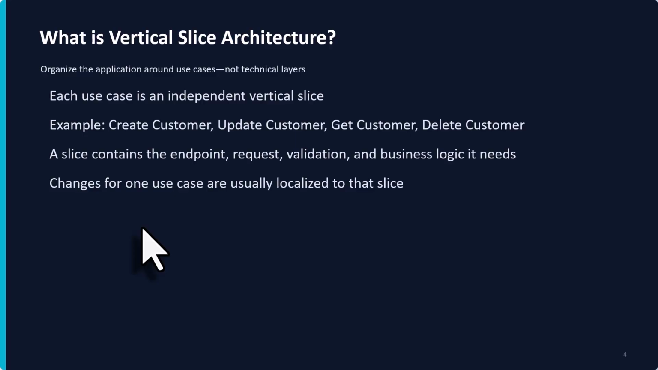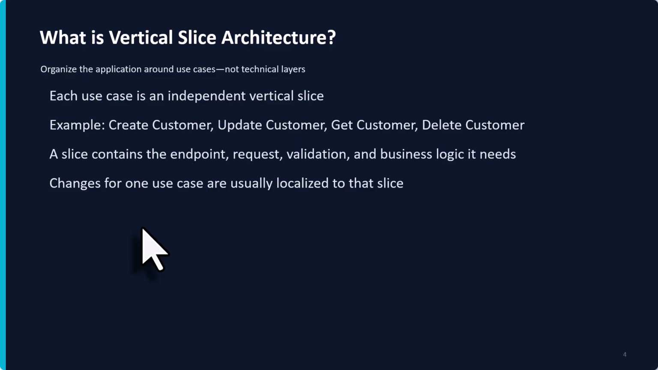So if we take one use case, employee, all of its features, all CRUD operations, all files are under that feature folder only. They won't be in different places. Each use case is an independent vertical slice. For example, create customer, update customer, get customer, and delete customer. These are all customer-related files under that particular folder only. I will show you a better example in a practical way so that you understand more.